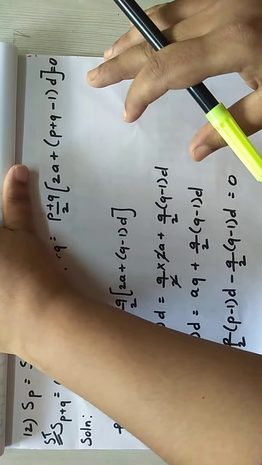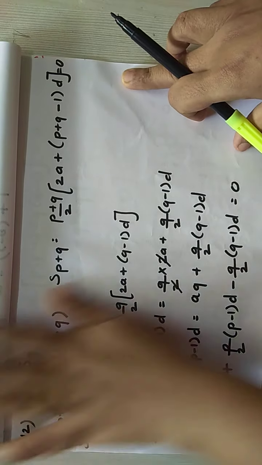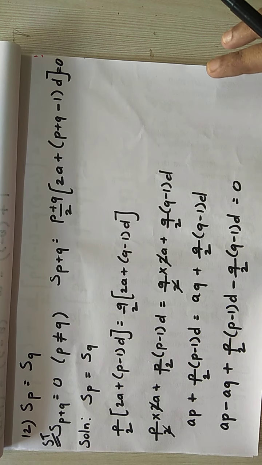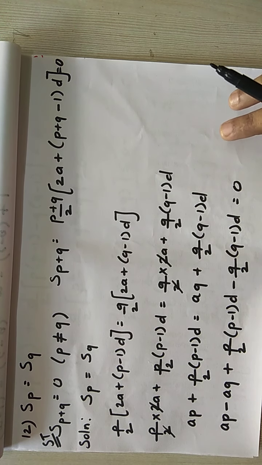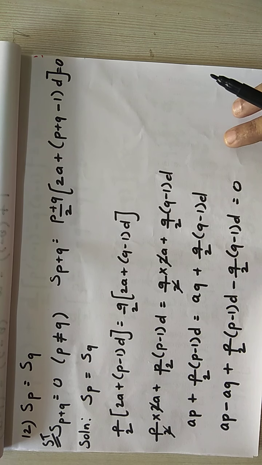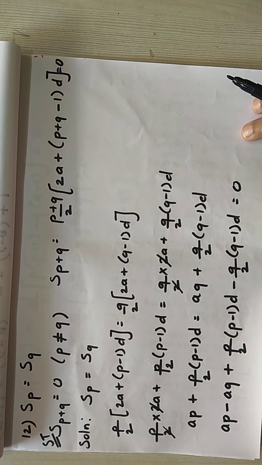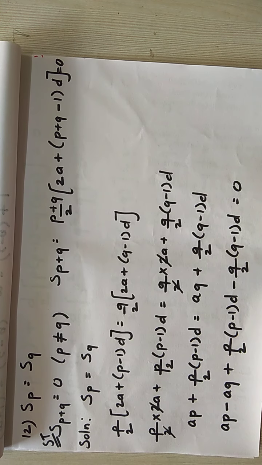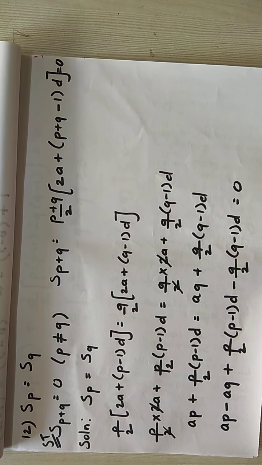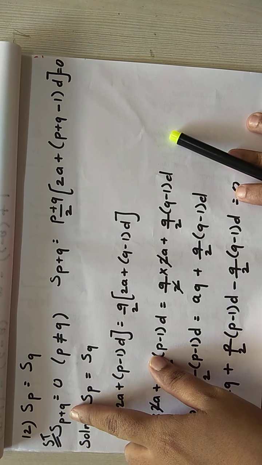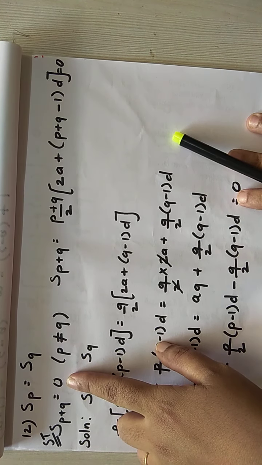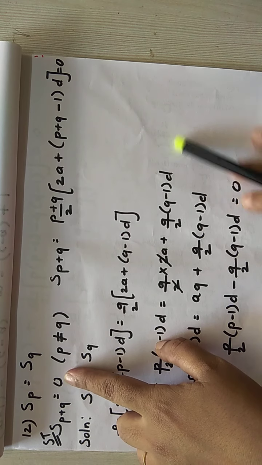Now see question number 12. Question number 12 and question number 13 are lookalikes of each other. They are almost the same, you can say. Question number 12 says that the sum of p terms is equal to the sum of q terms. Usually we have sum of n terms, Sn. Now here we have sum of first p terms equal to sum of first q terms, and you have to prove that the sum of p plus q terms is 0.